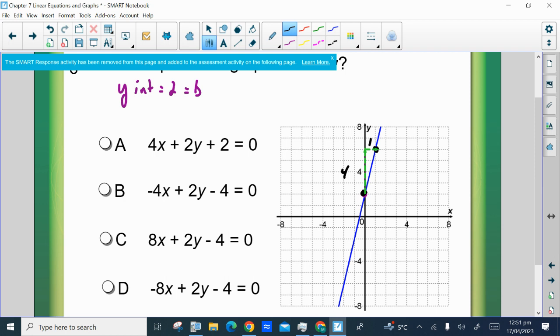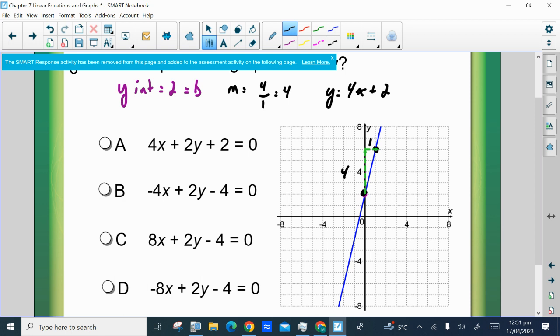This line rises as you go left to right. That's one reason why the slope is positive. Also, if you go from the y-intercept to the point 1, 6, you're going to rise positive and run positive. That's another reason why the slope is positive. So m, the slope, is 4 over 1, which is 4. And our equation will be y equals 4x plus 2. I wrote it in slope-intercept form.